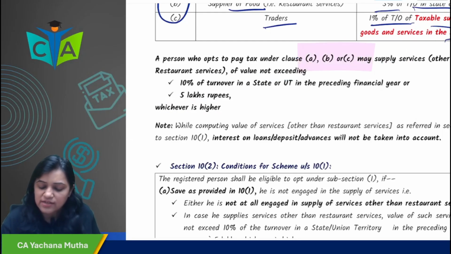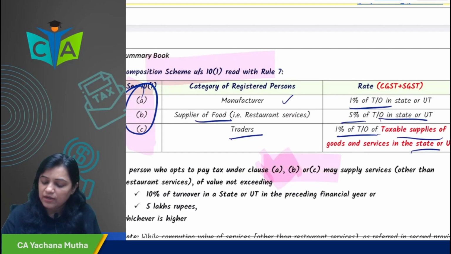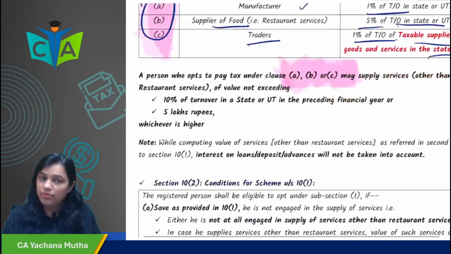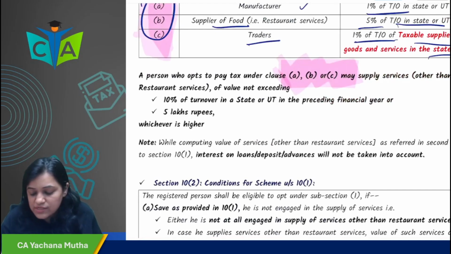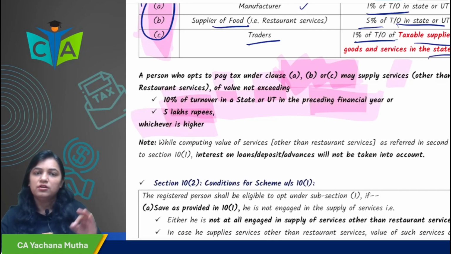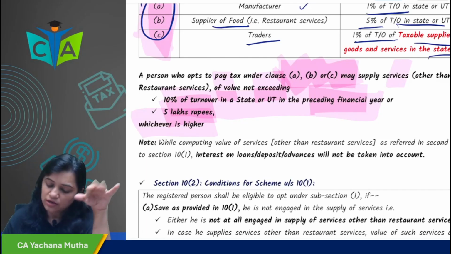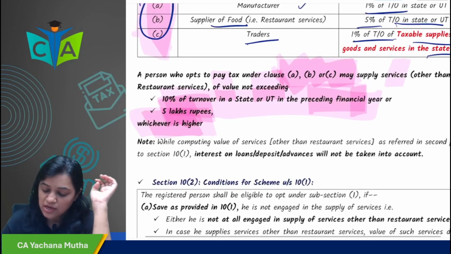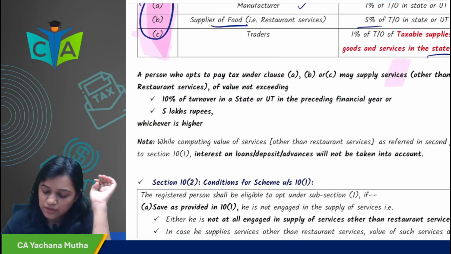So if you are paying tax under A, B or C, in that case, you may supply service of a value not exceeding 10% of the turnover in the state or union territory in the preceding financial year, or 5 lakh rupees, whichever is higher, okay. So I hope it is clear, okay.